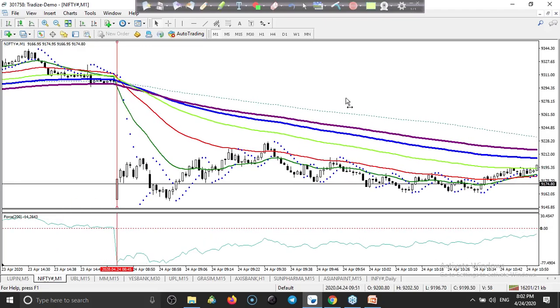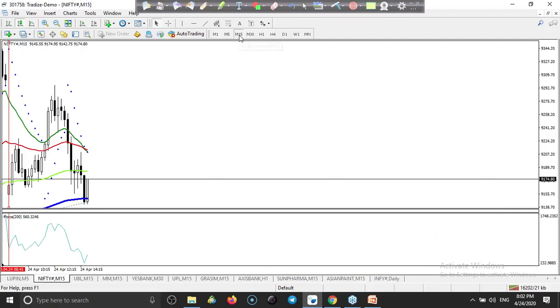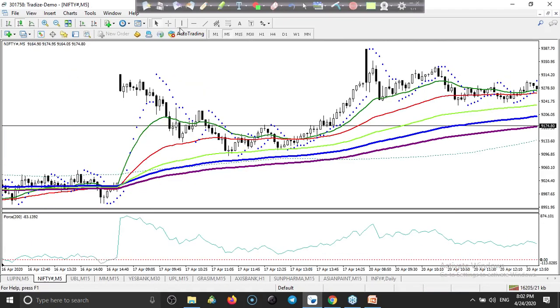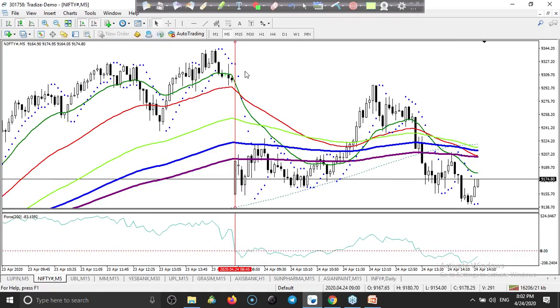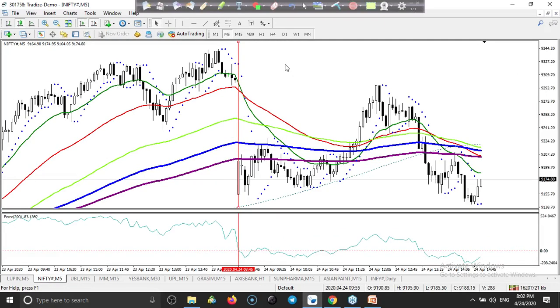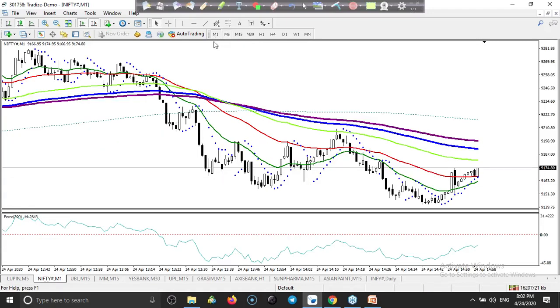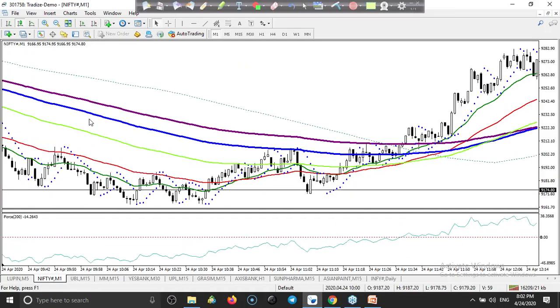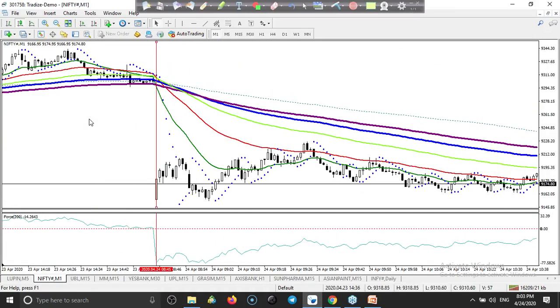So here you can see today's Nifty on the 1 minute chart. If you want to see the 15 minute chart, it looks like this. This is the 5 minute chart, and if you want to trade on the 1 minute chart, this is the 1 minute chart. First, you must find out the trend. I'm not going to explain the trend now. I'll discuss it next Monday. This is the Nifty.